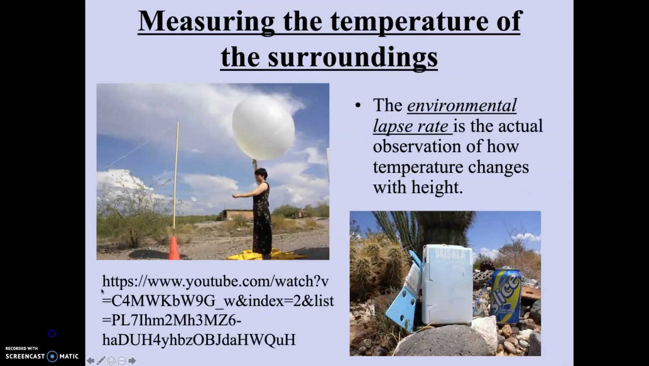So to get the surrounding air, we need to know the environmental lapse rate. That's the actual change in temperature as you go up in the air. And you get that by using a weather balloon. You attach a sensor package to it, send it up in the air, and it gives you the environmental lapse rate, which is an observation of how the temperature changes with height.